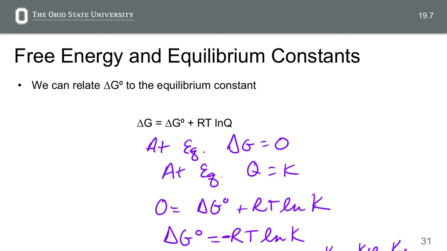But R is our gas constant, 8.314 joules per mole Kelvin. And T is our temperature in Kelvin.